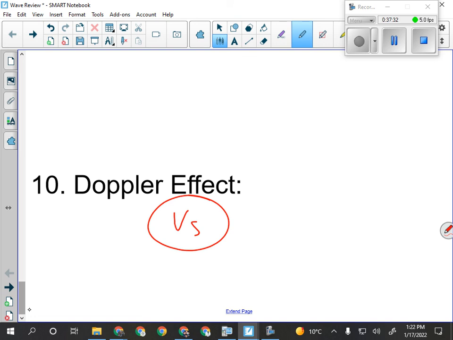Okay, question number 3, gravitational field strength. So it's just a problem about gravitational field strength. You got to do a little bit of calculating there.